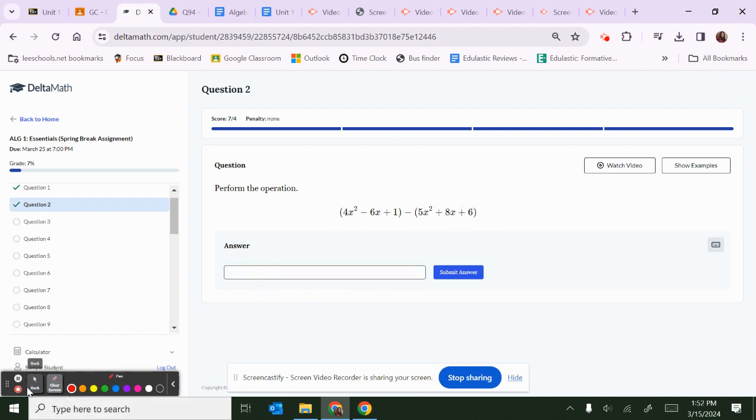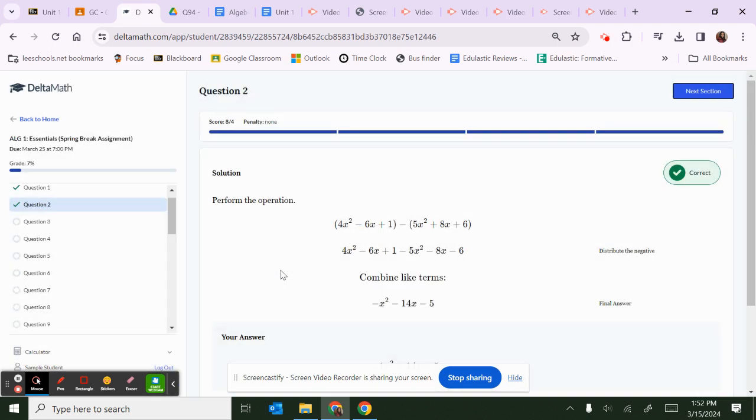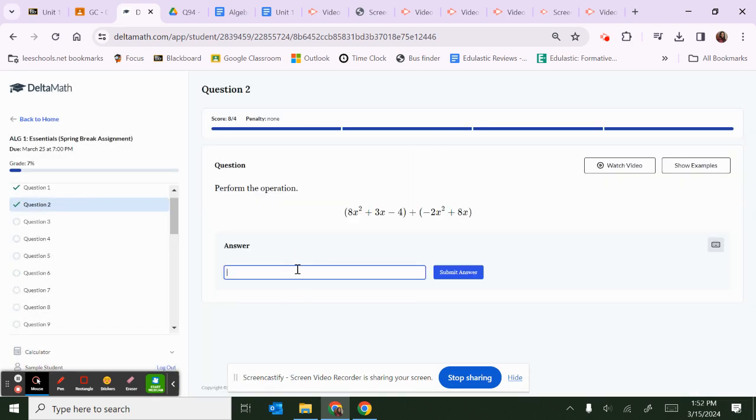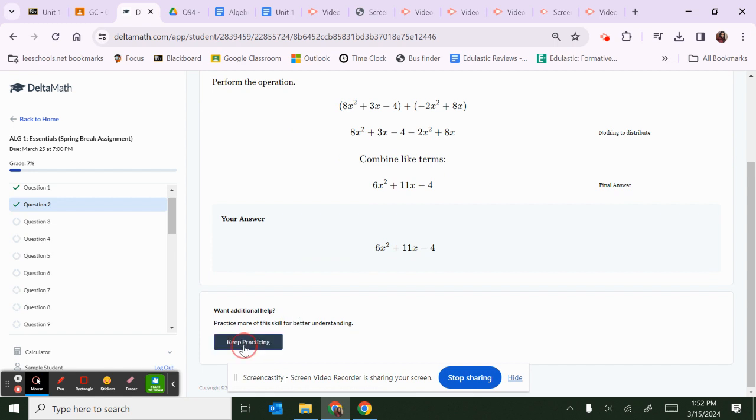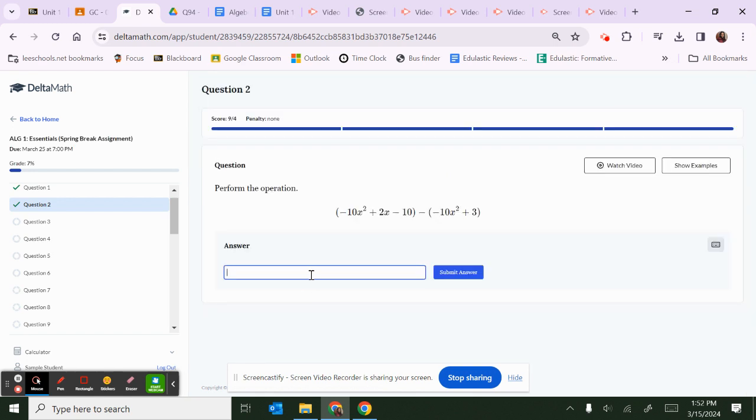Okay. So for this one, this would be negative 1x squared. All right. Then negative 14x, then negative 5. All right, so I want to get a word problem. So still got to keep on going. So 6x squared, then this would be plus 11x, and then minus 4. All right, please give me a word problem. All right, so the negative 10 and the positive 10 cancel out. So this would be 2x, and then negative 13.